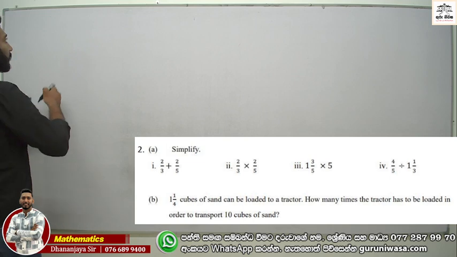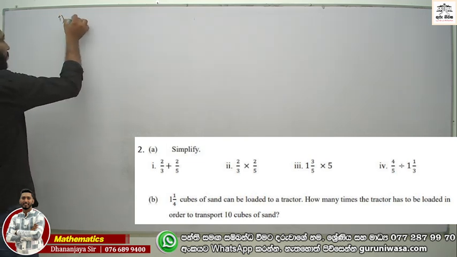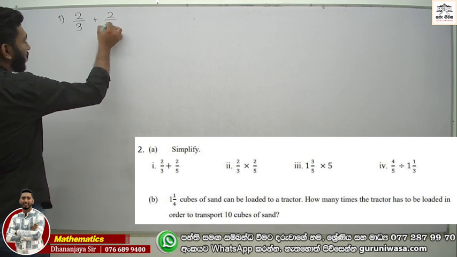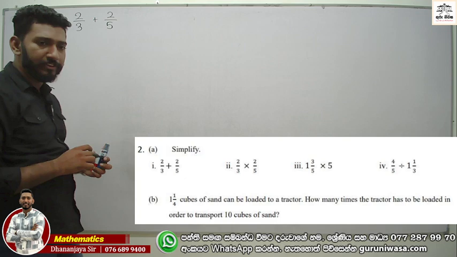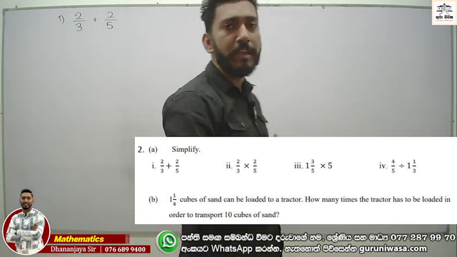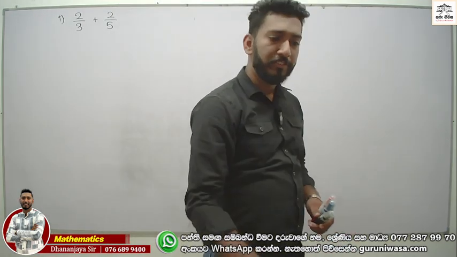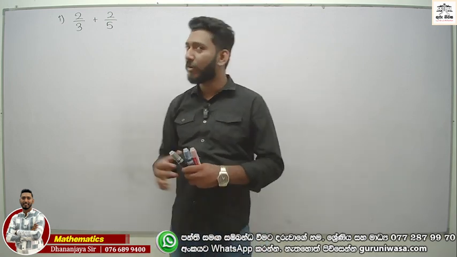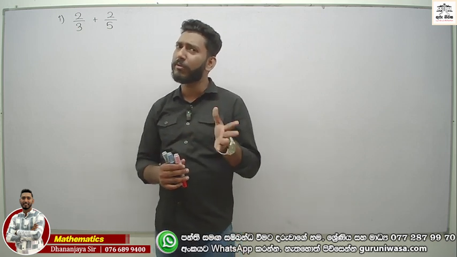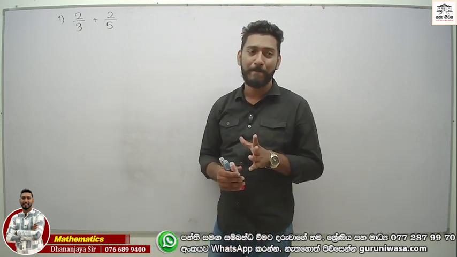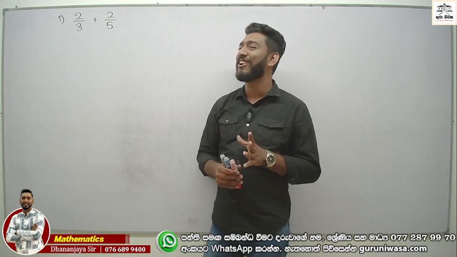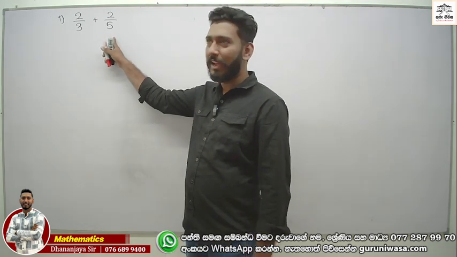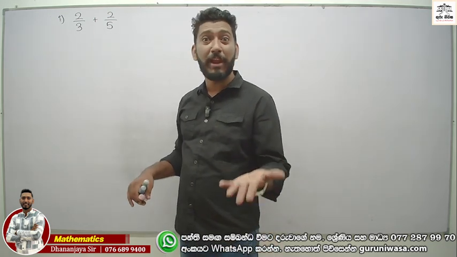Now listen. 2/3 plus 2/5. Right. In this case, the denominators are not equal. Now what to do? We have to find the LCM of 3 and 5. Now tell me, what is the lowest common multiple of 3 and 5? 15. Well done, 15. Because the greatest number is 5, right? And 5 and 3 we call prime numbers.